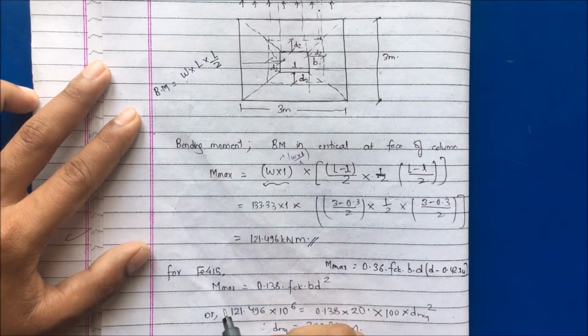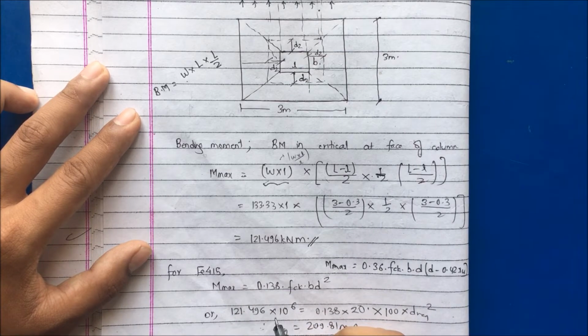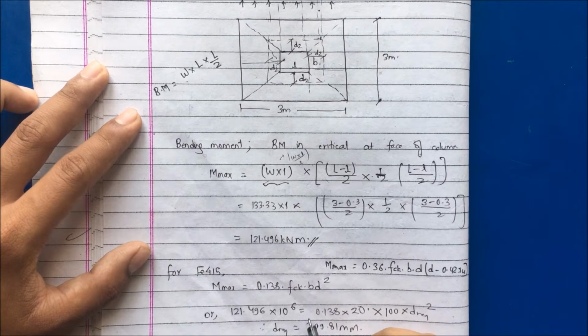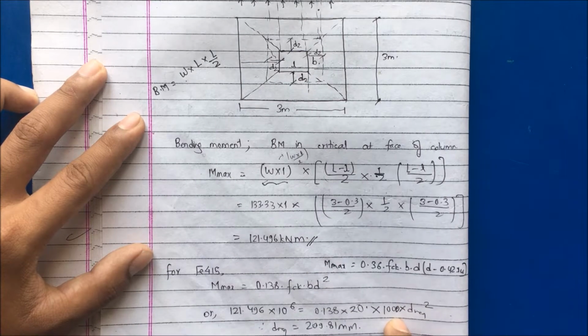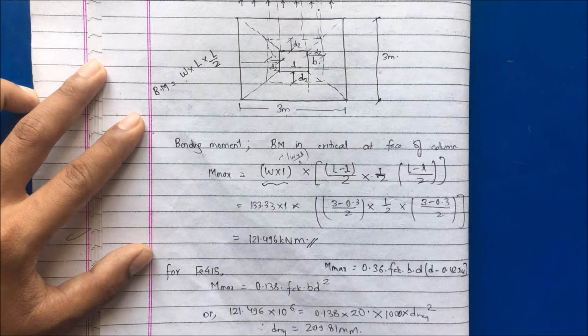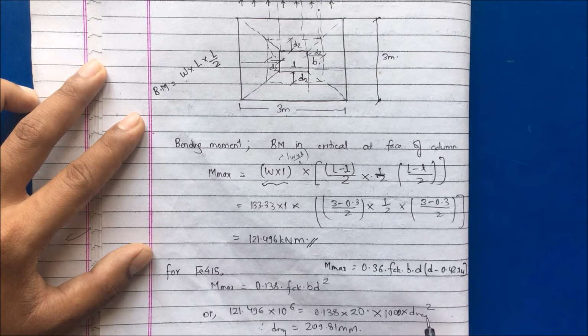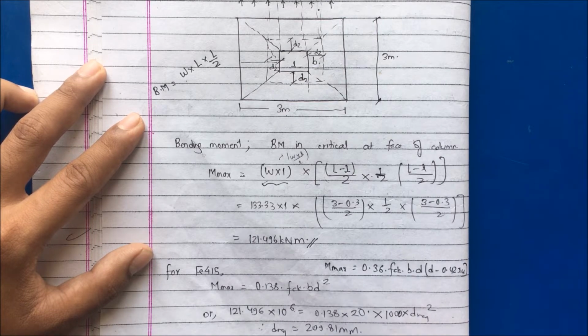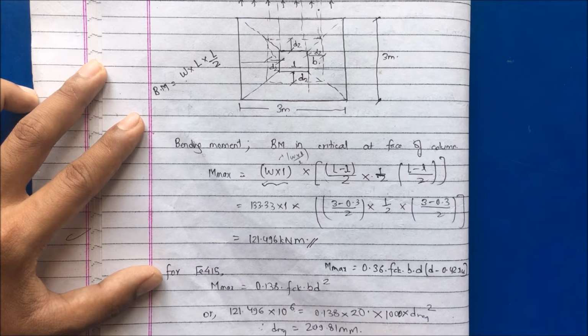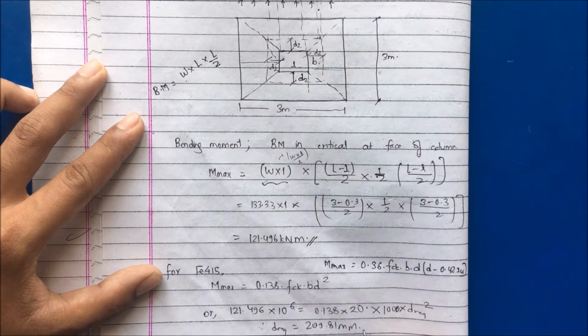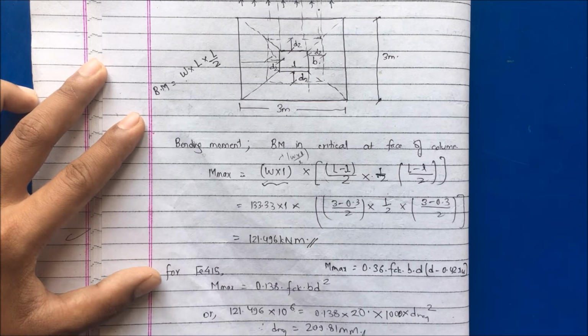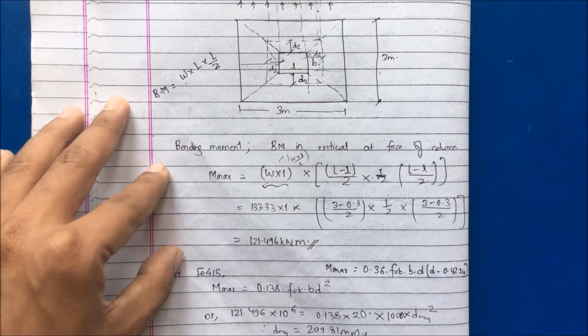Now substitute the value of Mu, that is 121.496, converting it into Newton mm, we get 121.496 into 10 to the power 6, equals 0.138 fck, which is 20, b is equal to 1000 because we consider 1 meter of section in this slab, into d required square. From this we can get the depth required. So we get d required as 209.81 mm. So this depth is necessary to resist the bending moment acting in the footing.